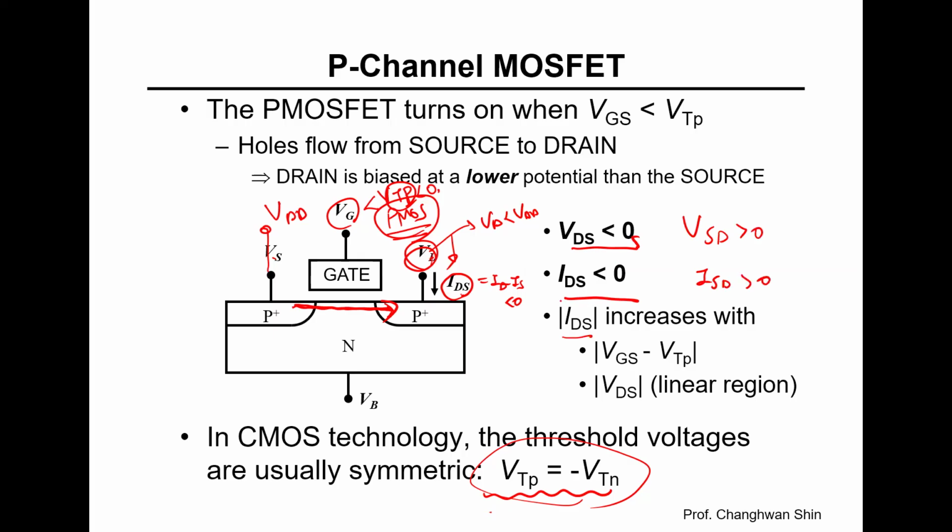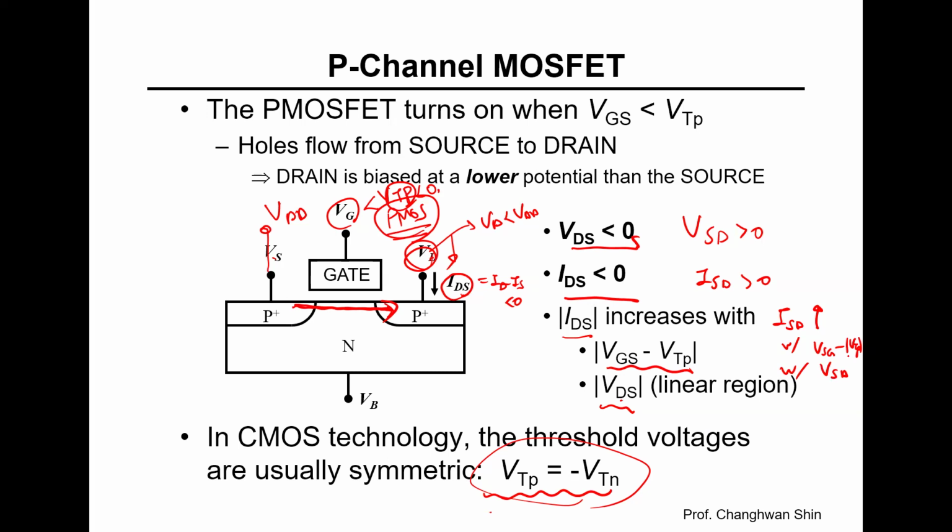And the magnitude of IDS increases with the magnitude of VG minus VT, as well as with increasing magnitude of VDS. In other words, ISD increases with VSG minus the magnitude of VTP, as well as with increasing VSD. So be careful about what kind of polarity should be used when you are describing the electrical behavior of the PMOSFET.